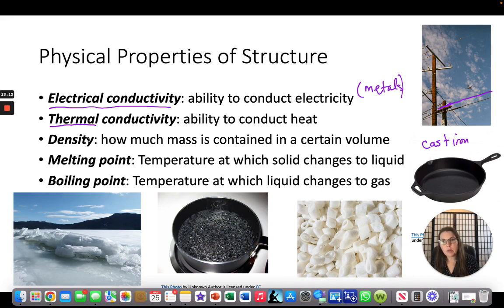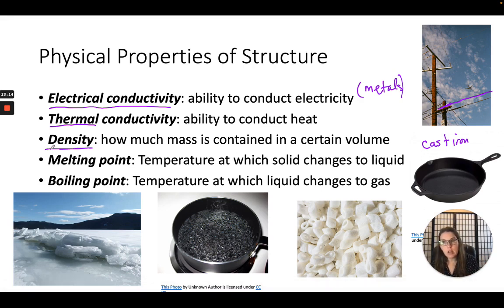Another physical property is density. And we're going to be talking a lot about density in this unit and even learning how to calculate it. And this is how much mass is contained in a certain volume. So something that has high density has a lot of mass crammed into a tiny little space. Cast iron happens to have a high density. So if you think about that scene in the movie Tangled, where Rapunzel is whacking that other guy, what's his name? Flynn Rider, with the cast iron, it hurts him a lot. It probably should have hurt him a lot harder than the movie shows.